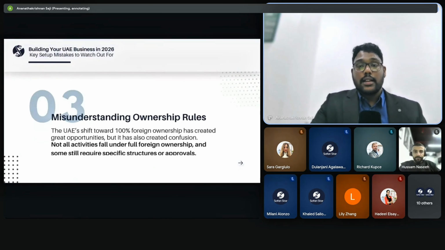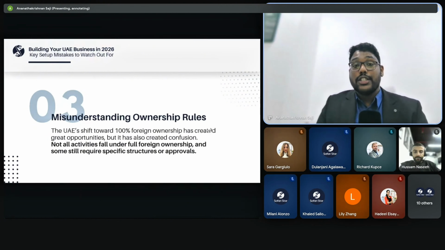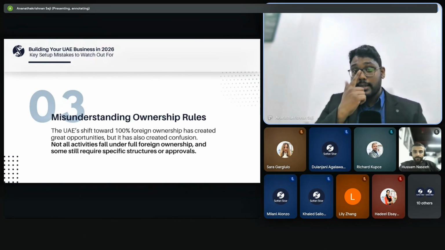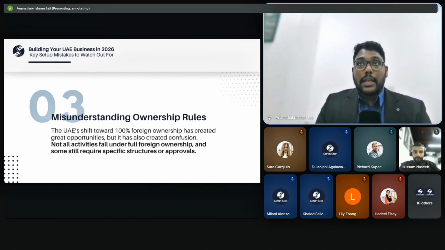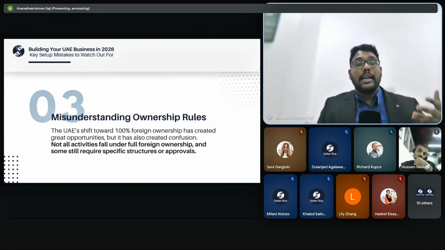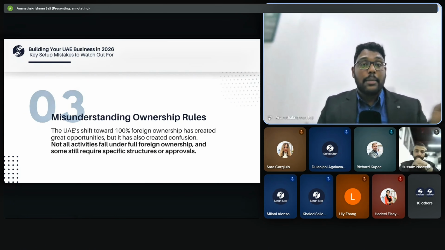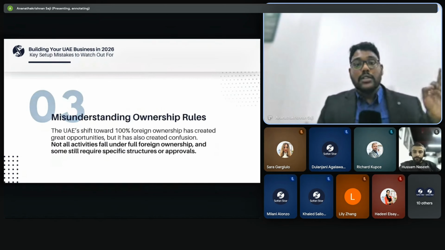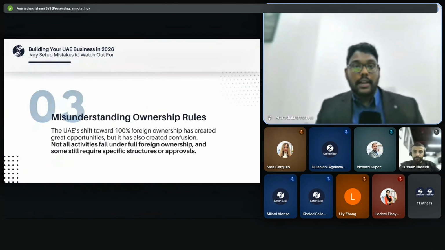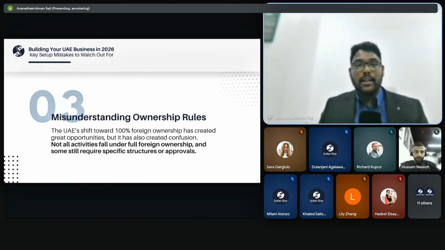So we are coming to the third agenda, that is misunderstanding ownership roles. Now when I say ownership roles, previously in UAE, it was fully local ownership, and let's say the company legal status would never be limited liability company. It would always be civil type. So there's an issue with this one. When you operate a company, all the liabilities are not limited to your company. It is expanded to you as well.